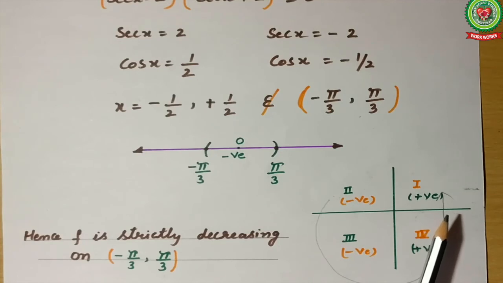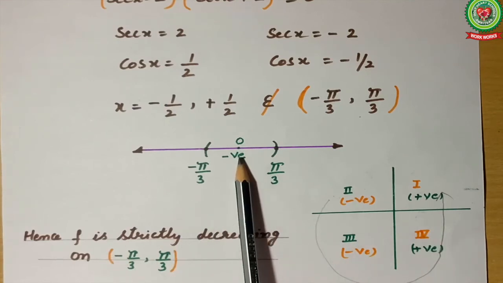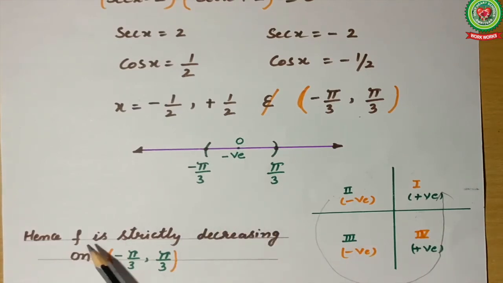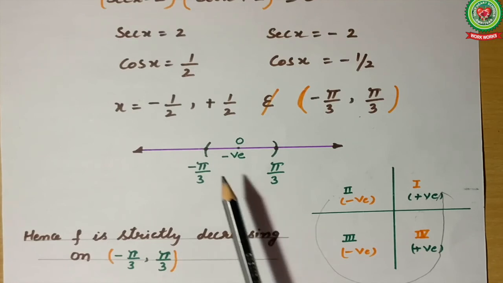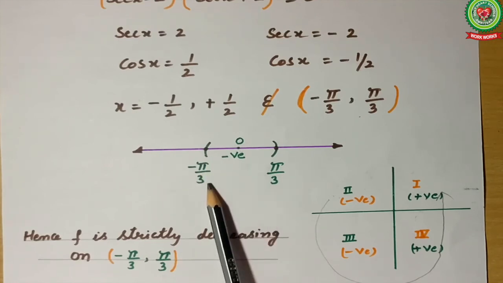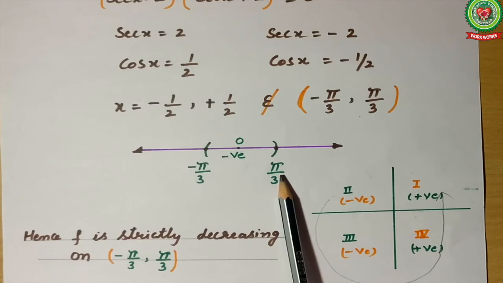It means the f'(x) value is minus 3 there. So a negative sign is there. Clear? Hence f is strictly decreasing on the open interval (−π/3, π/3).